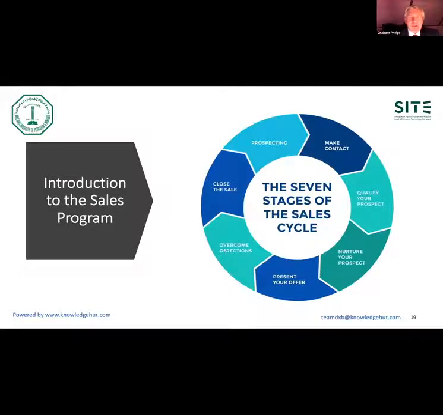Big picture first. Let's start with the big picture. The 7 stages of a sales cycle. Well, you've got to make contact with them. You have to qualify them, as we say, which means judging if they are a potential customer. You then nurture your prospect, which means you engage and develop them forward. And that really means asking questions and uncovering what they're looking for, presenting your offer, whatever it is you're selling, overcoming.